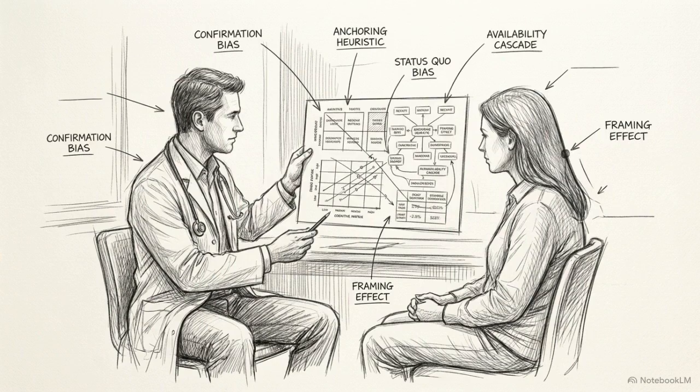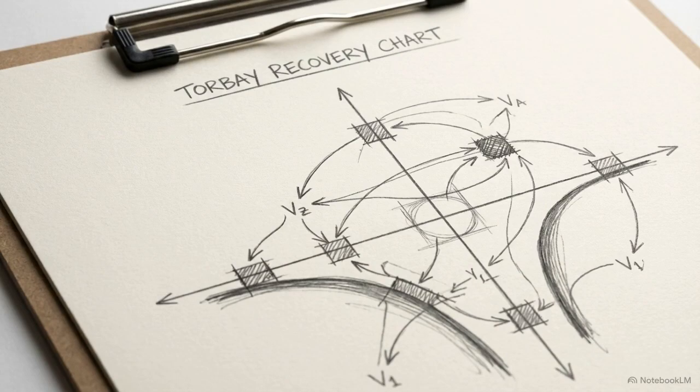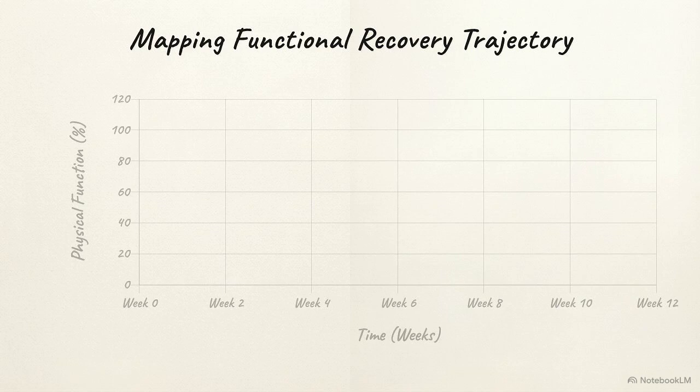To break this specific compound trap, you cannot rely on verbal persuasion. You need a structural intervention. The Torbay chart is a form of targeted decision architecture. This chart tracks a patient's recovery journey using two precise metrics. We plot the patient's physical function on the vertical axis and time on the horizontal axis. First, we isolate the exact center point. This dot marks the patient's current physical status, establishing a concrete visual starting line.